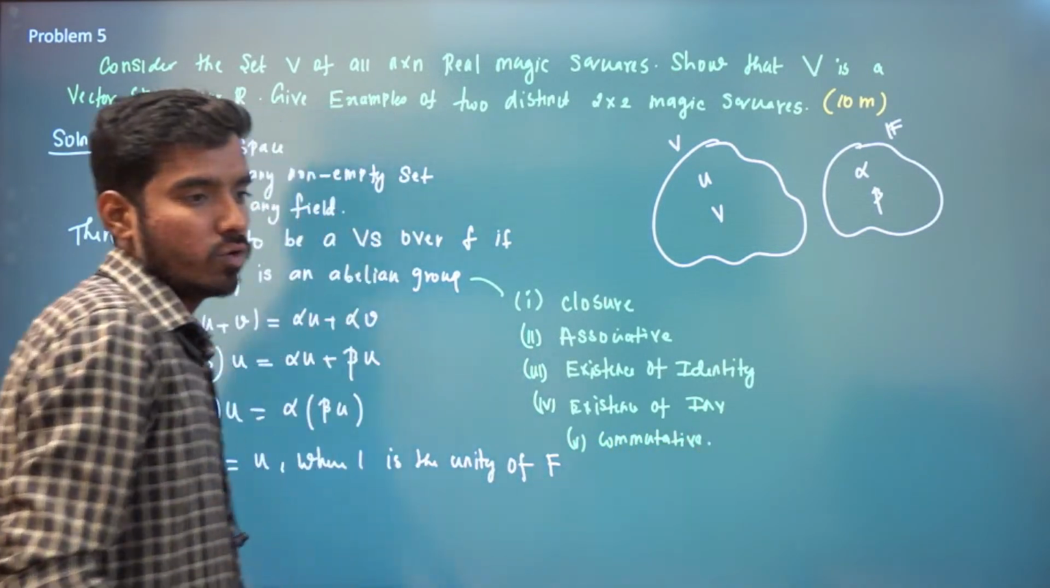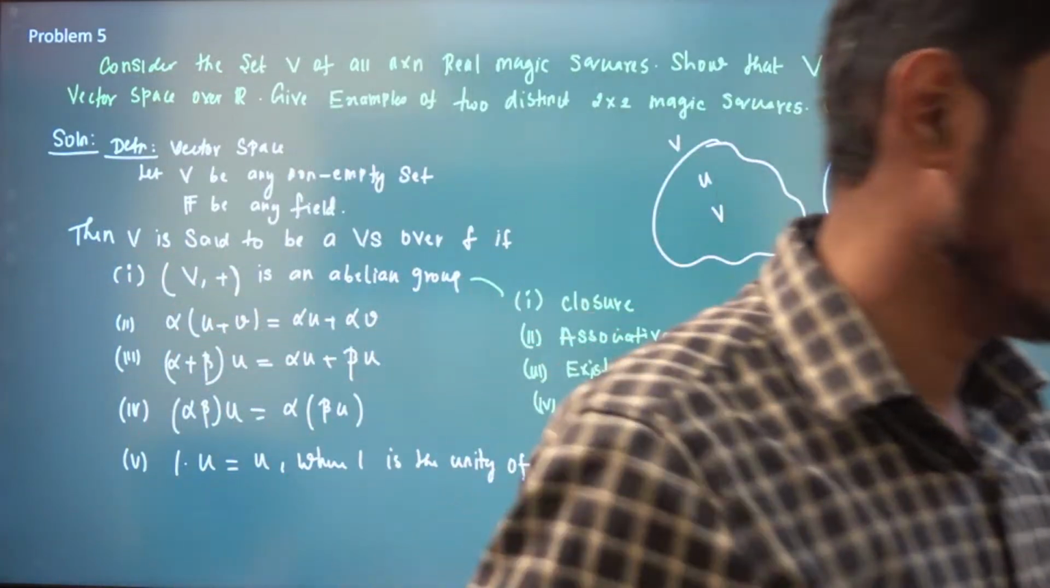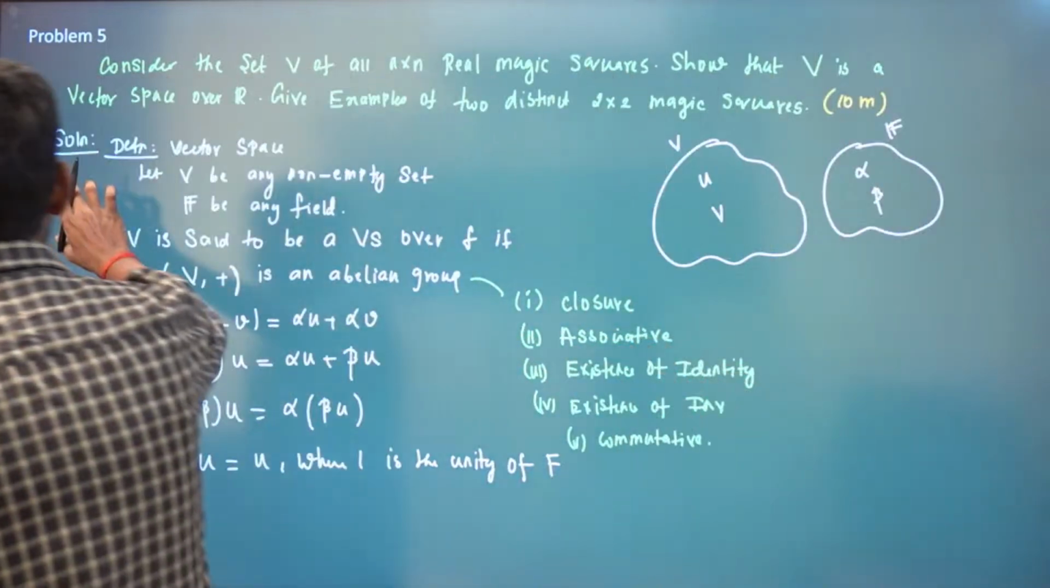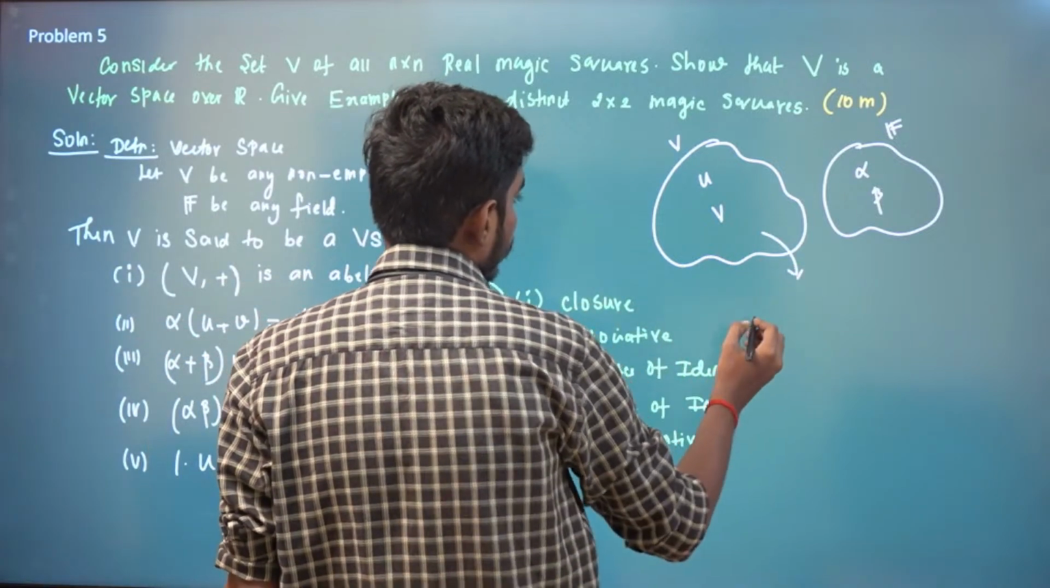Right, I'm assuming that everyone knows the definition of vector space. If you haven't, just go to my playlist of linear algebra; you will see vector space. See here, your V is nothing but the set of all magic squares, right?